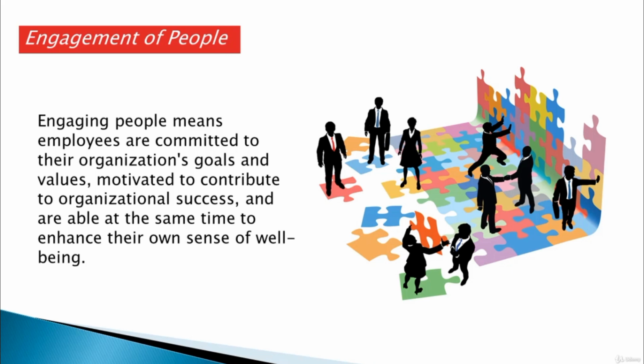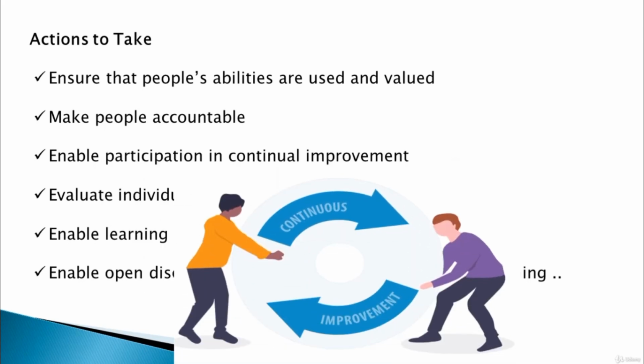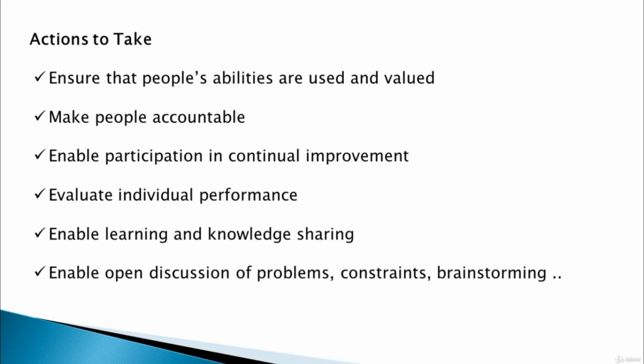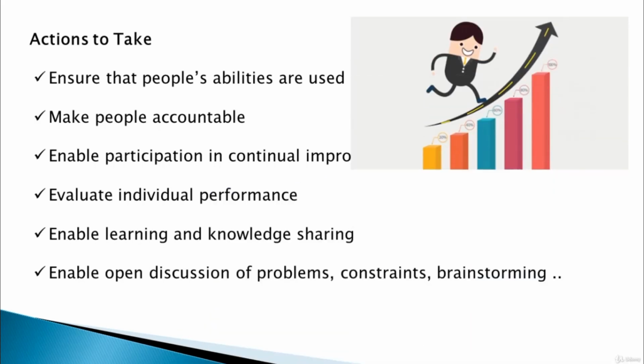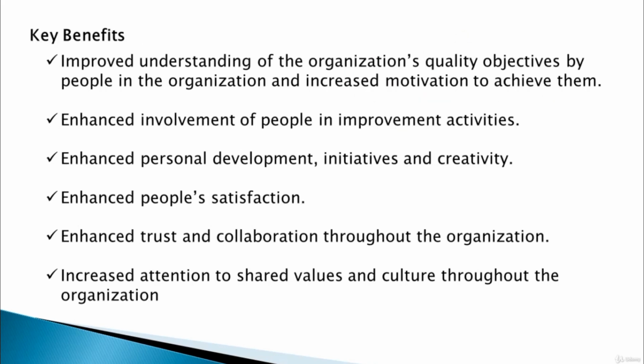Now, for this principle to be efficient, people should be rewarded and recognized, and their abilities should be valued at the organization, and they should be accountable. They also should participate in the continuous improvement, and they also should evaluate the individual performance. Sharing knowledge and ideas is also necessary for the organizational success. This is why brainstorming meetings are created. Now, this will of course motivate the people to achieve their organization quality objectives.